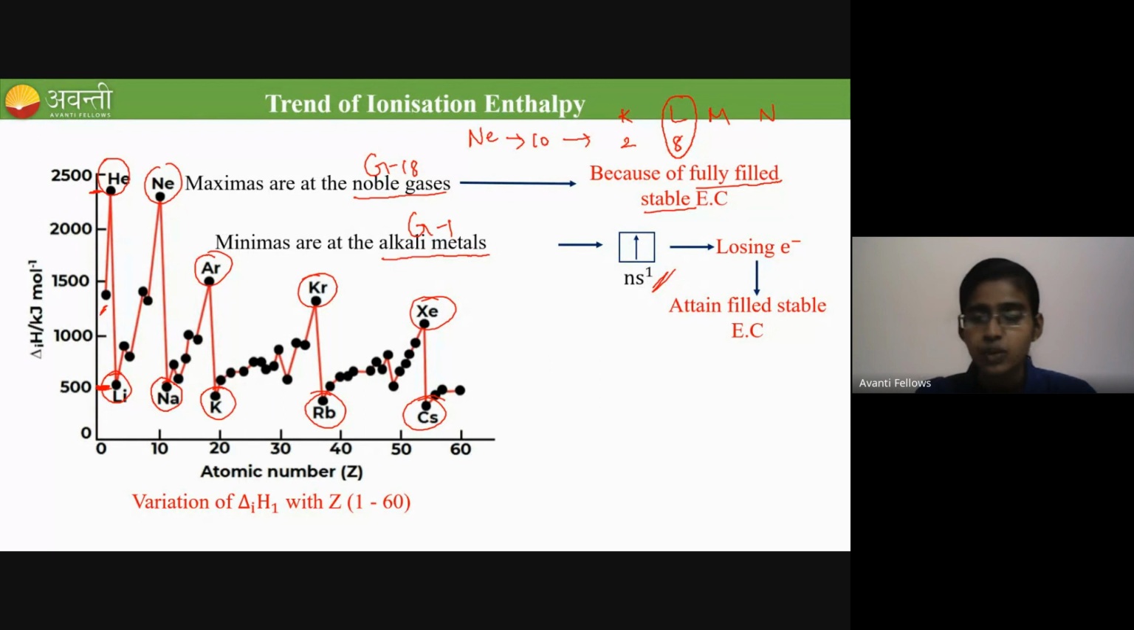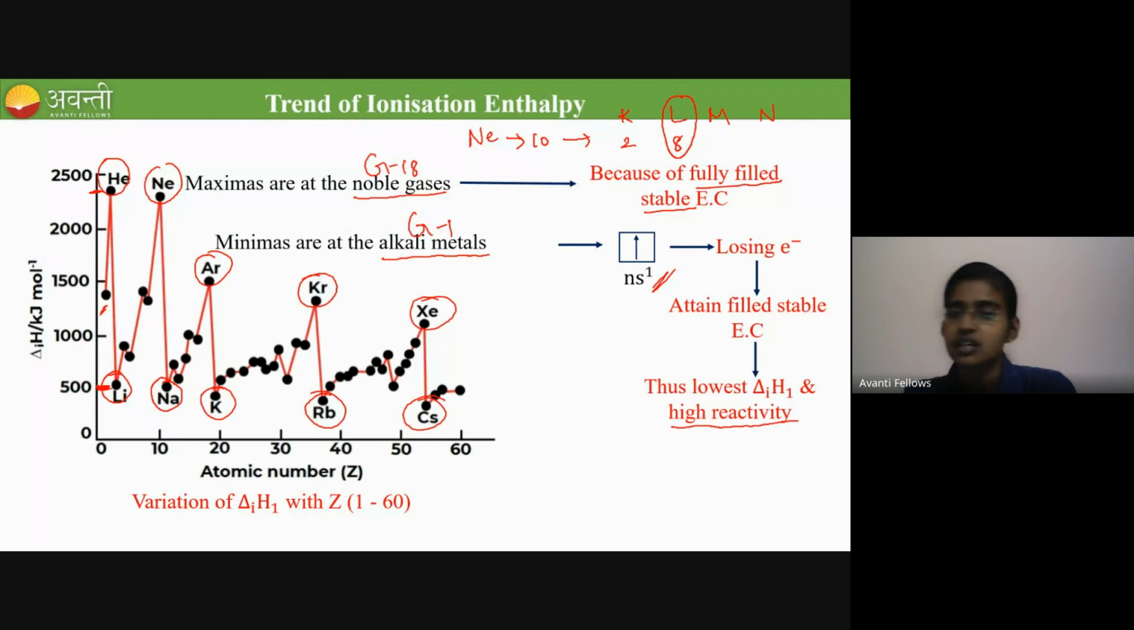So the energy required to remove that electron is very less. So it will have the lowest ionization energy value and it will react very, very fast. It has the highest reactivity value. Got it? So group 1 elements have very low ionization enthalpy compared to group 18.